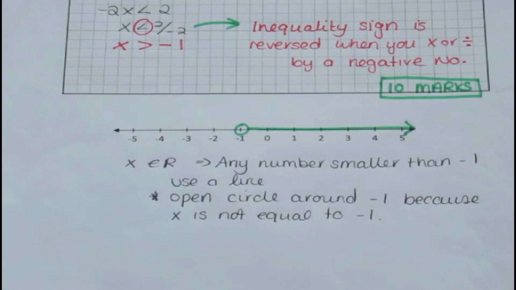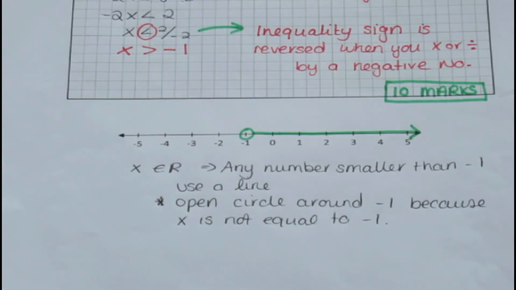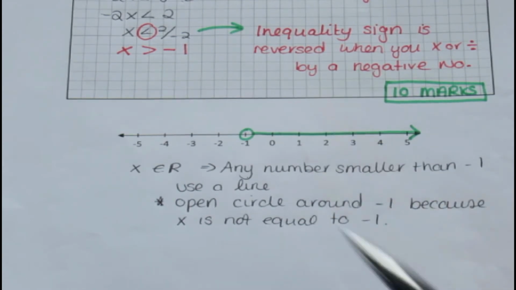Moving on then to drawing the actual number line. So again, we need to remember that x is greater than minus 1. It is bigger. So it's going to be on the right hand side. We are moving up towards the right hand side of your inequality.